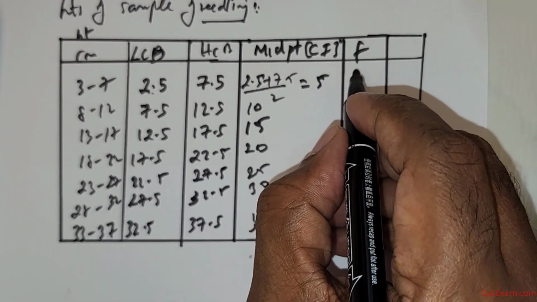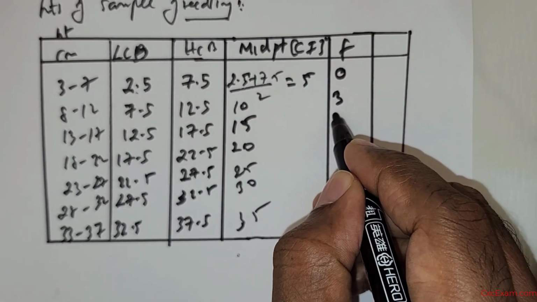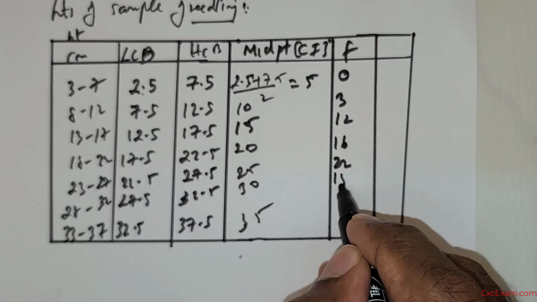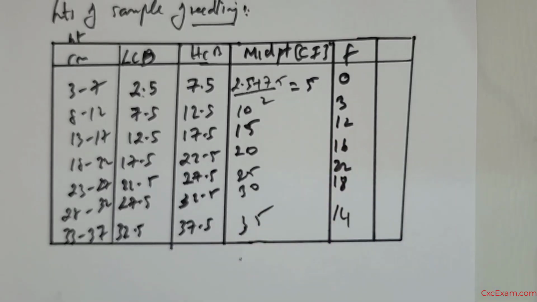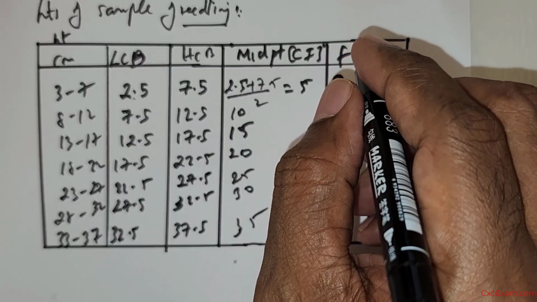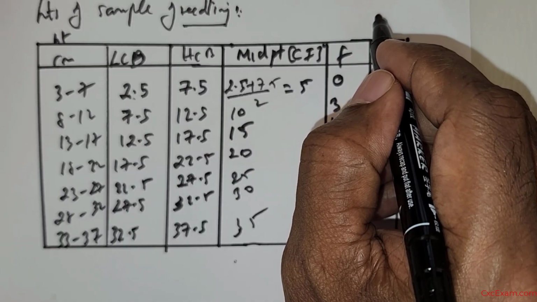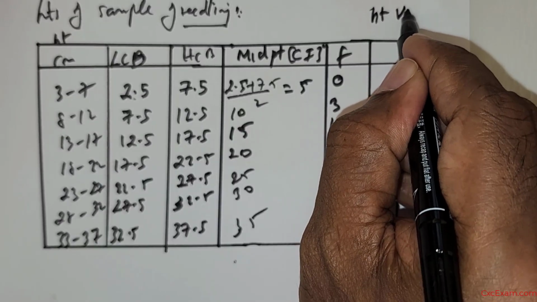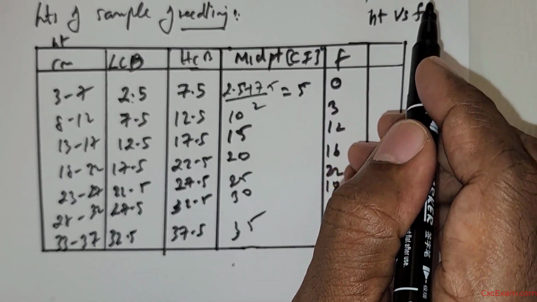Now frequency is given. It's given as 0 and 3, 12, 16, 22, 18 and 14. Now you will have to draw the graph. The graph is drawn with the height versus frequency. So you will have the height versus frequency graph. This will be on the x-axis, this will be on the y-axis.